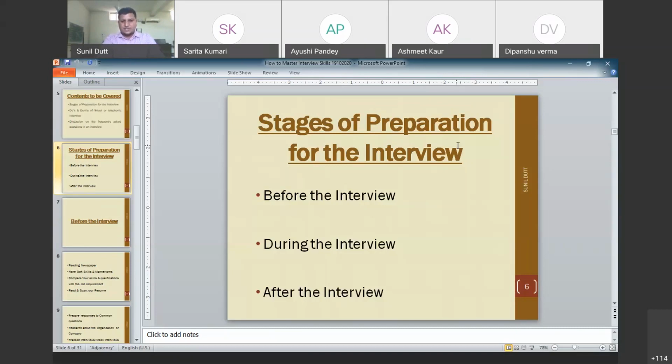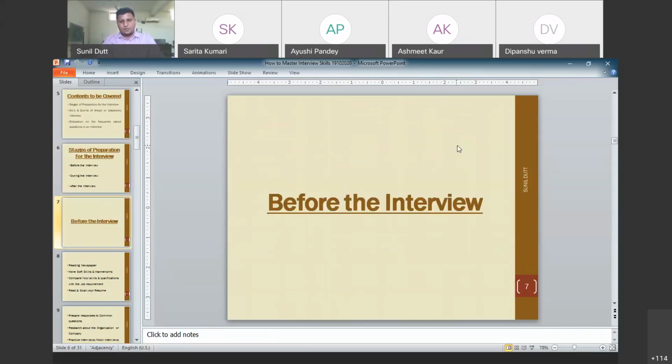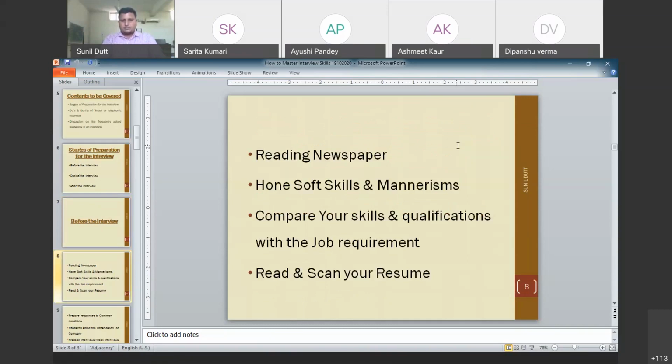So let's continue with the first, before the interview. So what do you really need to prepare for the interview? First, these two of the points listed here: reading newspaper, and honing soft skills and mannerisms. Dear students, these two points may not be directly related, but they are of dire importance.